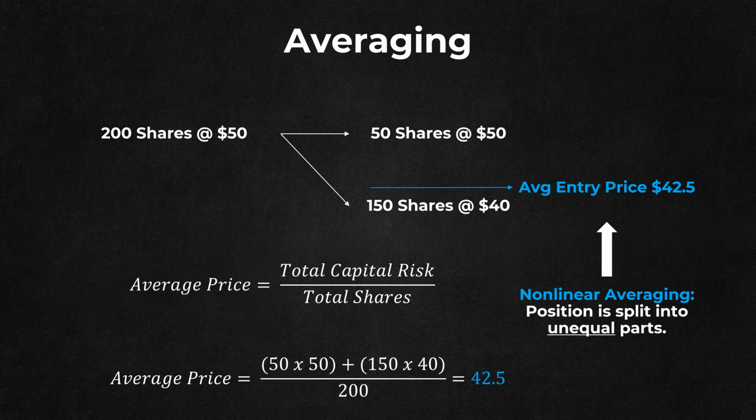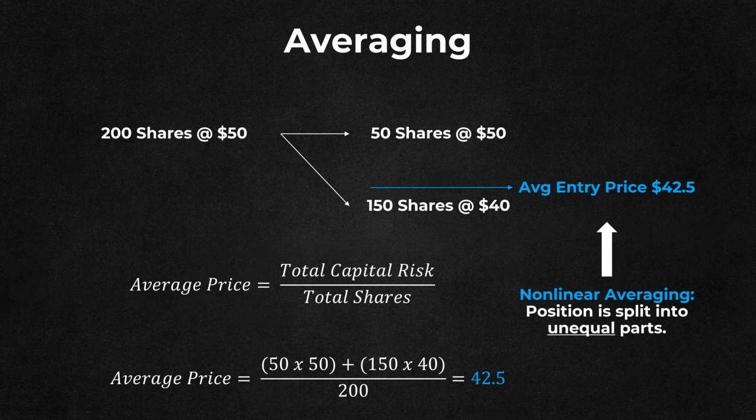Let's take the same example, but instead of splitting 200 shares in two trades of 100 shares each, we'll execute 50 shares at 50 and 150 shares at 40. Notice that the average entry price is much closer to the lower position due to its heavier position size. You can use averaging to enhance the entry price of a trade. Instead of executing a whole position, you can test the waters, so to speak.